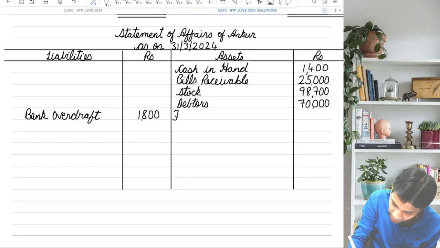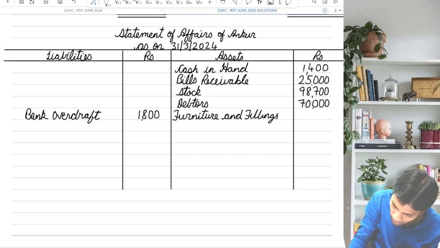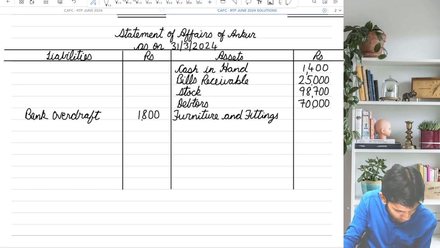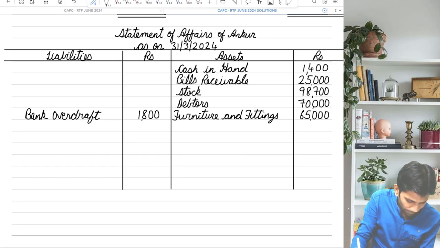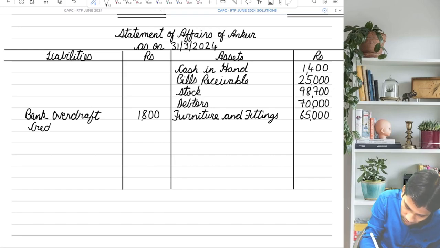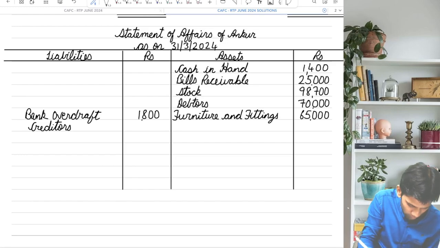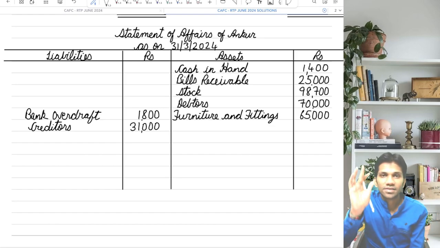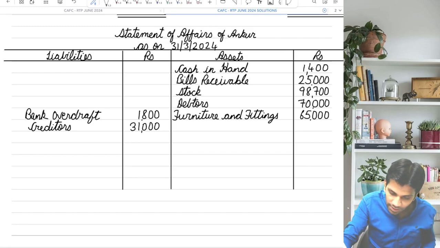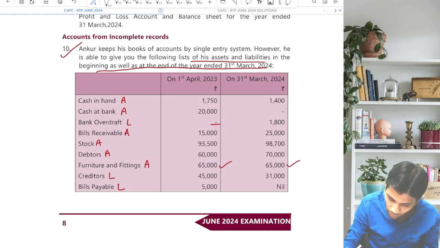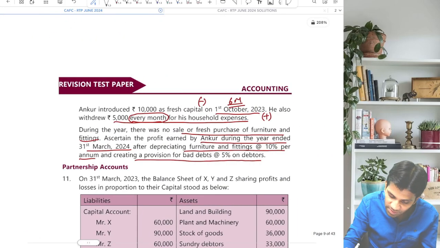And we have furniture and fittings 65,000. We have creditors of 31,000. Guys, just focus on the posting part. No bills payable this time. I think it's over. That's it. But there are adjustments which are to be done.